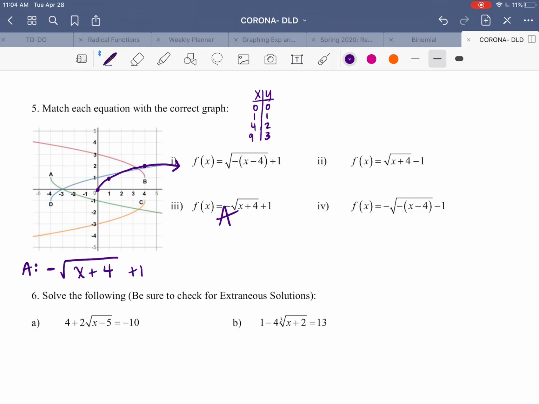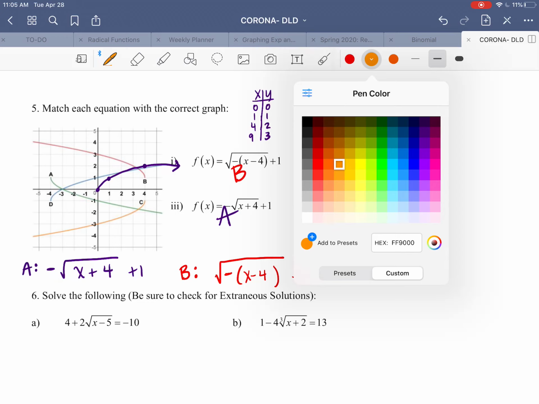Okay, so for B, we also have a reflection, but where is this reflection going to be? This reflection is going to be on the inside because it's reflecting over the y-axis right here. So we're going to have the negative on the inside. Our graph is moved to the right 4, which is going to look like x minus 4. And then we're moving up 1, so it's going to be plus 1. So this one is going to be number 1.